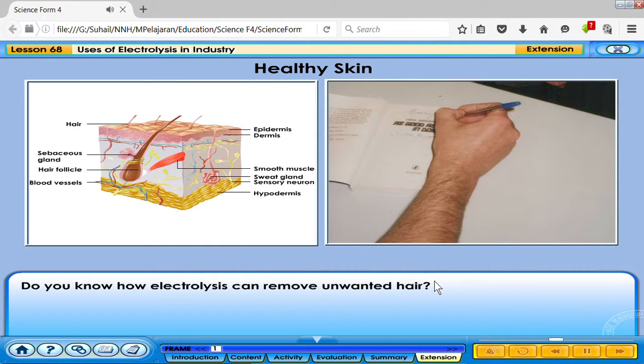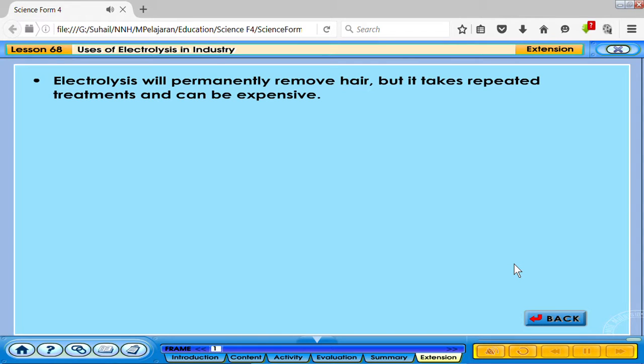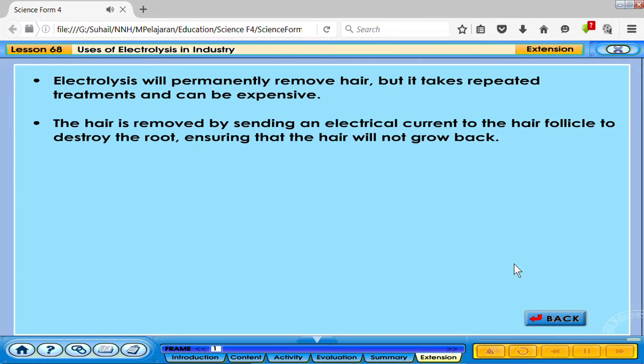Do you know how electrolysis can remove unwanted hair? Electrolysis will permanently remove hair, but it takes repeated treatments and can be expensive. The hair is removed by sending an electrical current to the hair follicle to destroy the root, ensuring that the hair will not grow back.